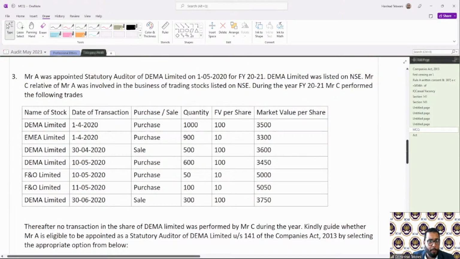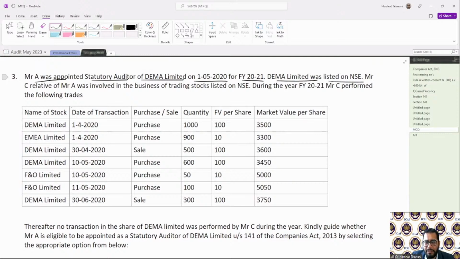Mr. A was appointed statutory auditor of DME Limited on 1/5/2020 for FY 2021. DME Limited was listed on NSE. Mr. C, a relative of Mr. A, was involved in the business of trading stocks listed on NSE. During financial year 2021, Mr. C performed the following trades.